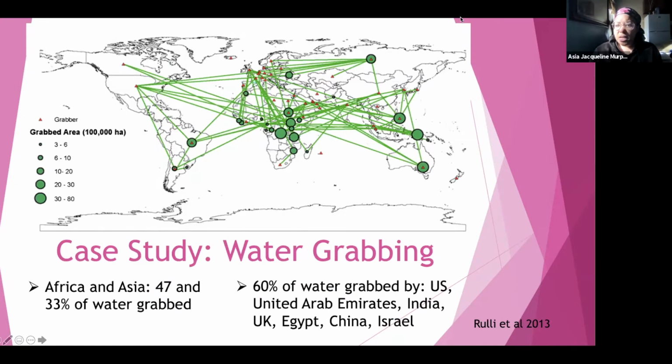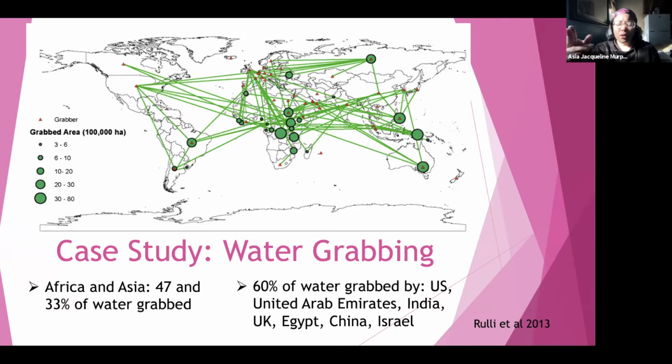This is from another study that looked specifically at water grabbing. And this can mean either grabbing land that has a bunch of aquifers or has access to water, or land that actually gets a lot of rainwater. I think there's two different terms for it. Blue water grabbing is when the water is actually just standing, so you're thinking of access to riverbanks.